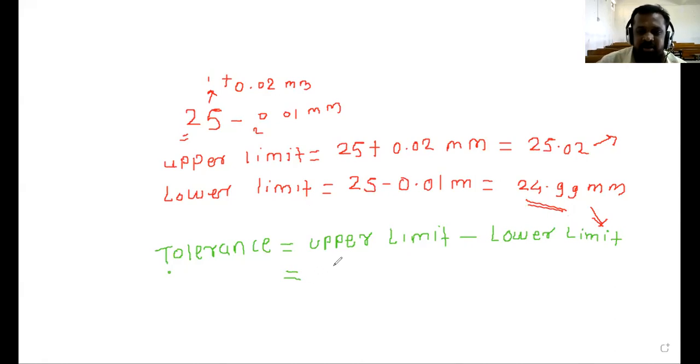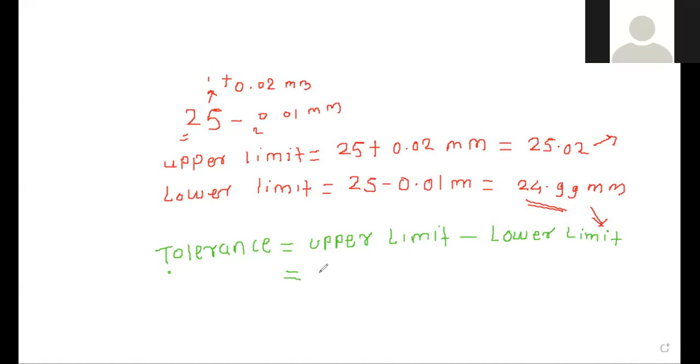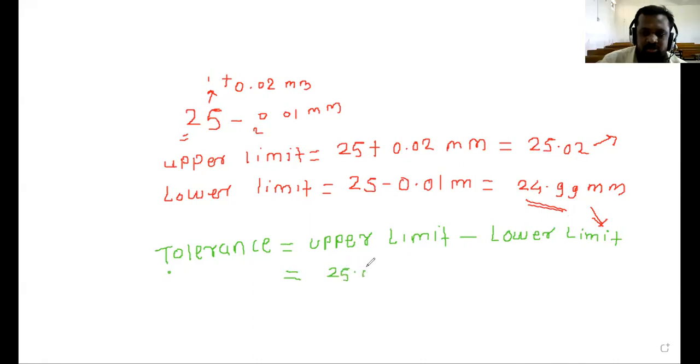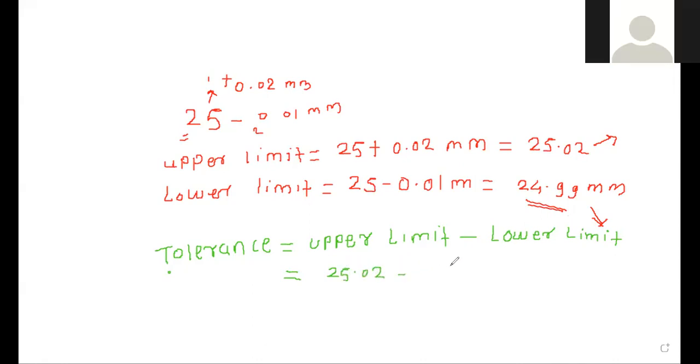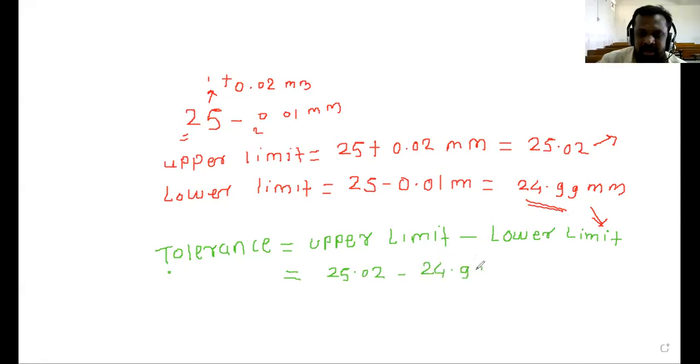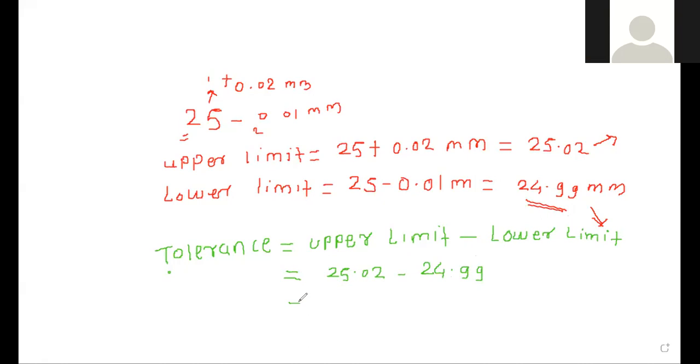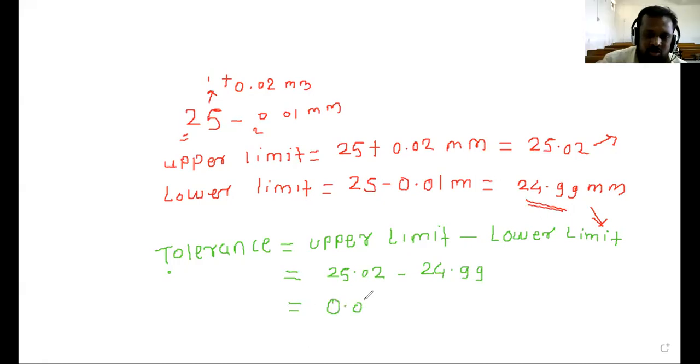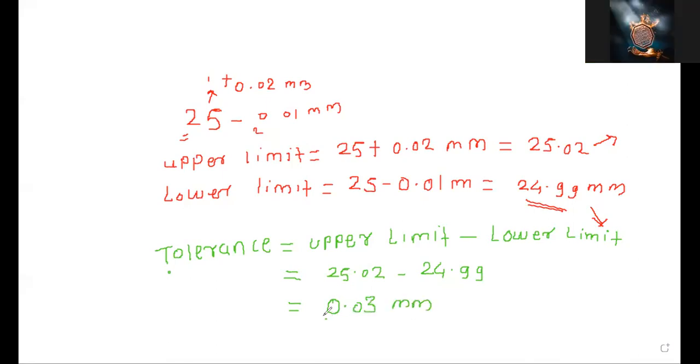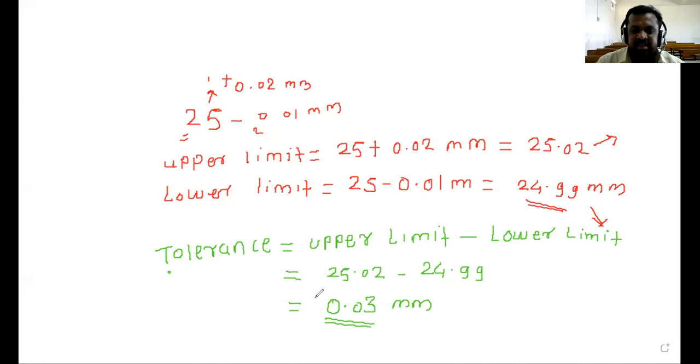Now tell me what the upper limit is here. 25.02. So 25.02 minus 24.99. Then tell me what the tolerance is here. The tolerance will be 0.03. Now see, this is called the tolerance, meaning that much variation only is allowed.